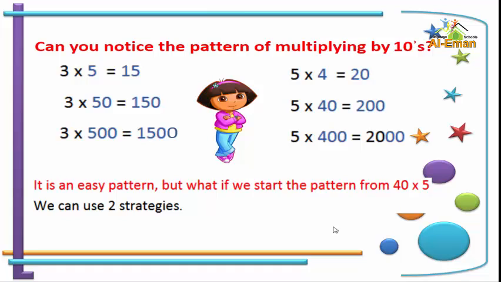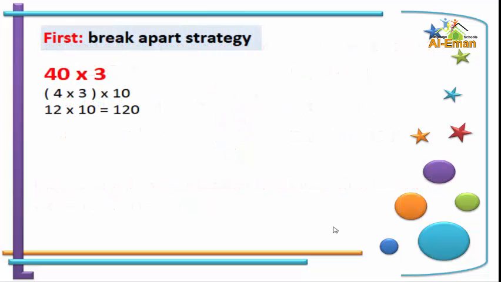Okay, it's an easy pattern, but what if we start the pattern from 40 times 5? We can use 2 strategies. First, the break apart strategy.